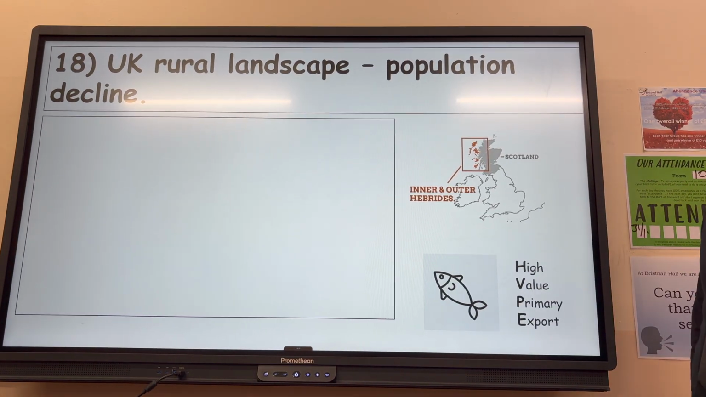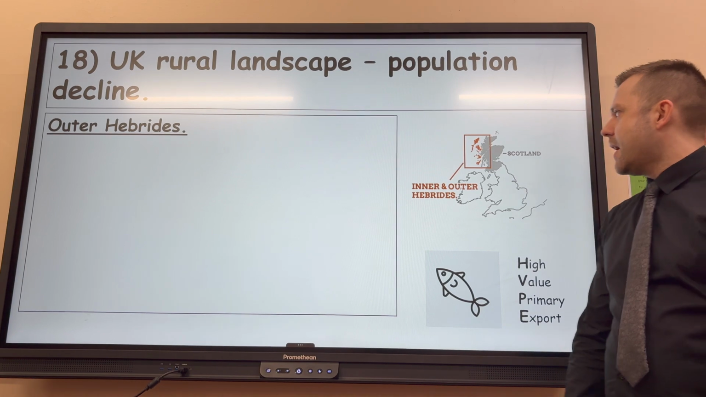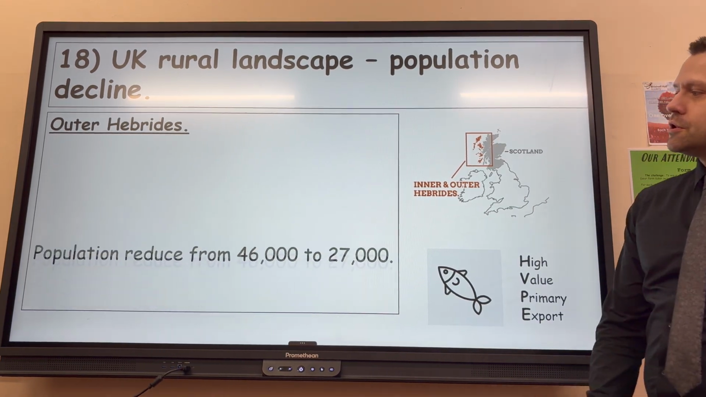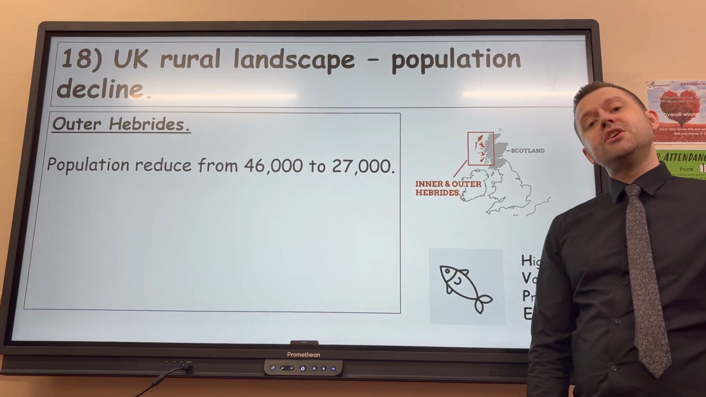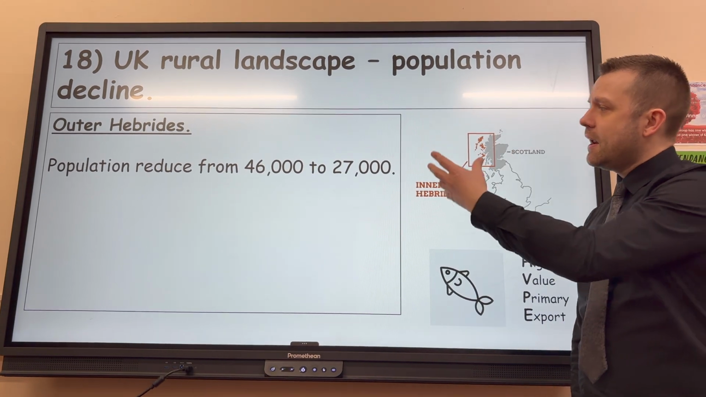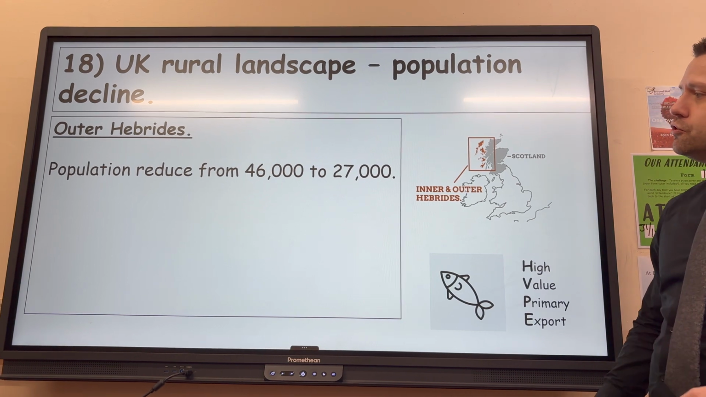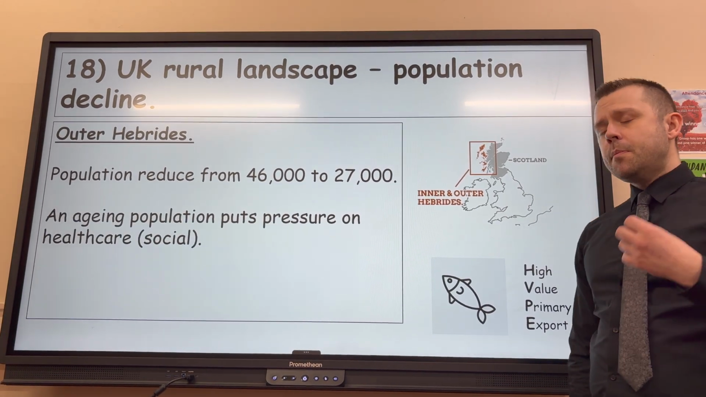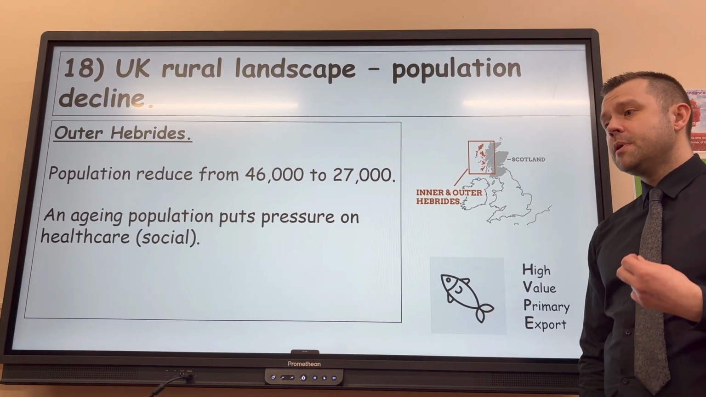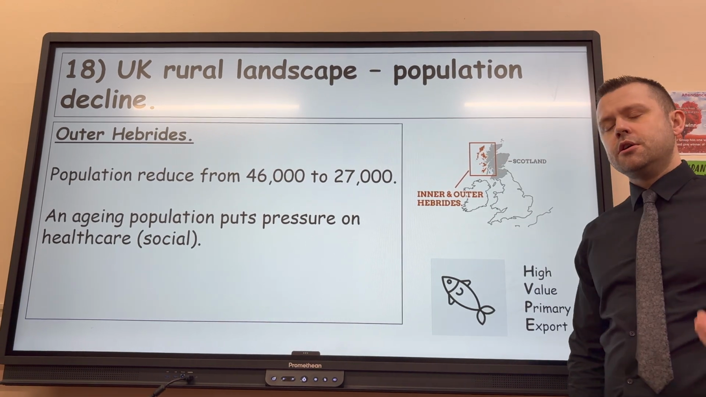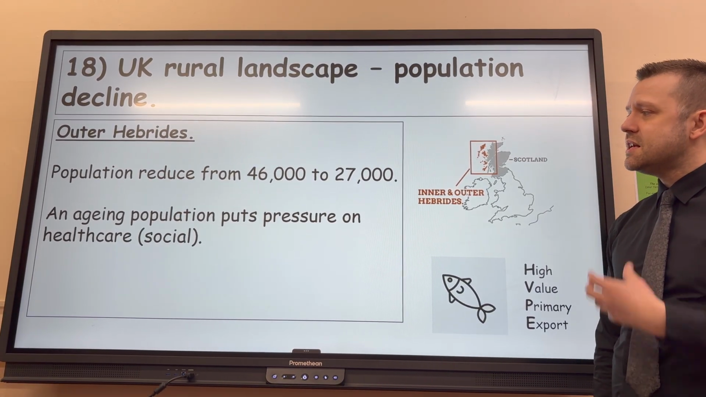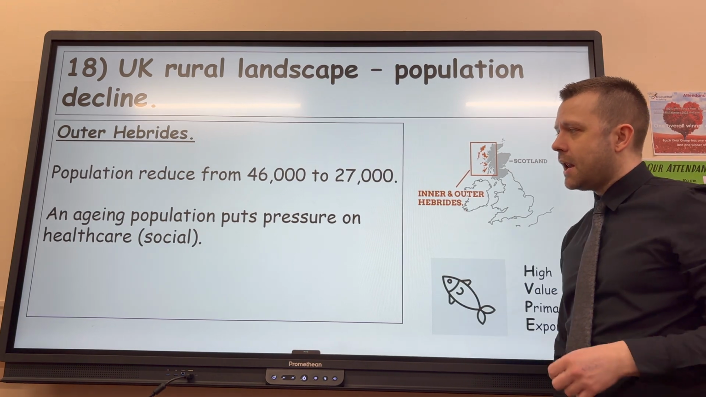UK rural landscape population decline. Our example is the Outer Hebrides off the northwest coast of Scotland. Now their population is actually reducing and it has gone from 46,000 to 27,000 in the last 100 years. Now the people who move tend to be younger people because they're moving to the mainland, maybe going to university to find more opportunities, and this has left an ageing population.